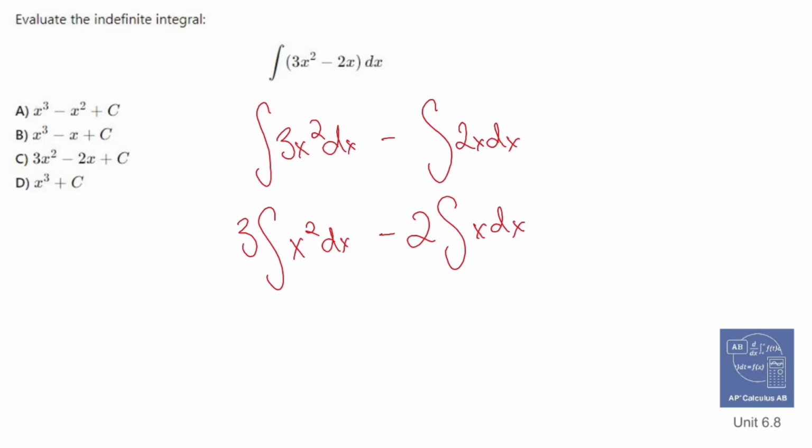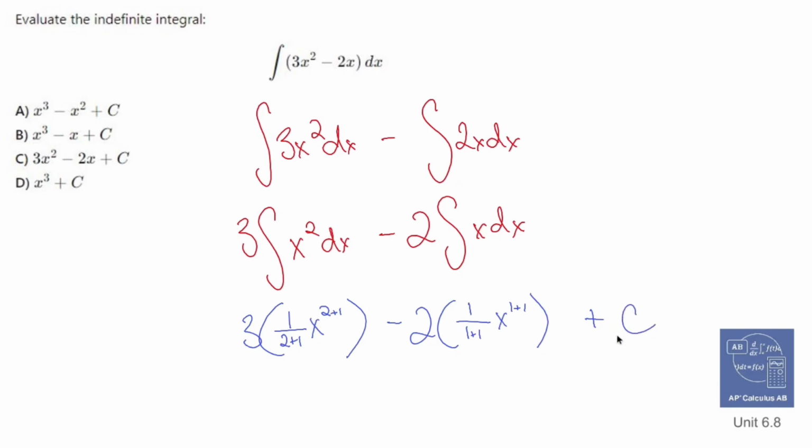Now we integrate using our power rule. 3 just lives there. Okay, you're going to be 1 over 2 plus 1, x to the 2 plus 1, right? Minus 2. And you're going to be 1 over 1 plus 1, x to the invisible 1 plus 1. Now, when you do the indefinite integral, you have to remember to add an arbitrary c at the very end. Okay, since we're not doing the f of b minus f of a thing, we have to do this.